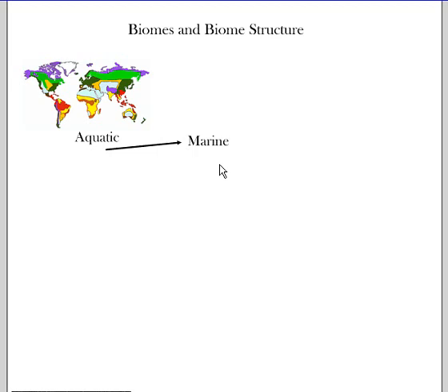Okay, so marine means salt water, okay? And we do have the Great Salt Lake and stuff, but that's kind of a weird one. We're not going to focus on that. We're going to focus on the other major ones in the world. And so here's the three major places where salt water is found.